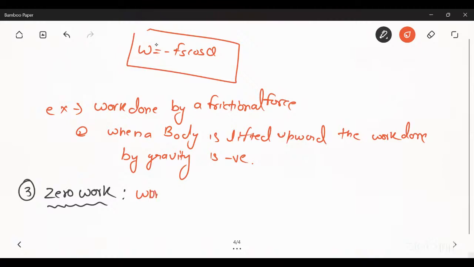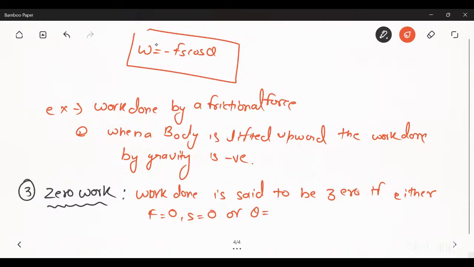Work done is said to be zero if either of the terms is zero: either F equal to 0, s equal to 0, or theta equal to 90 degrees, because cos 90 is 0. Okay, so what are the examples of zero work done?